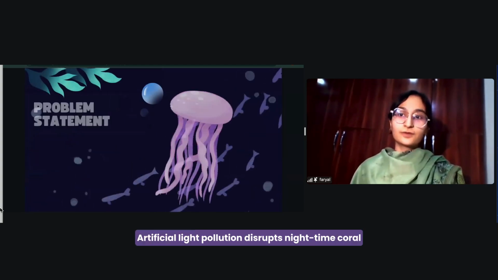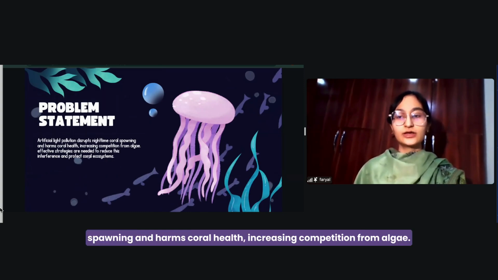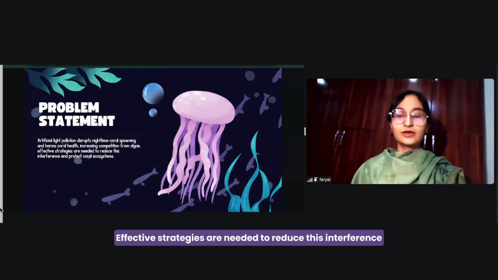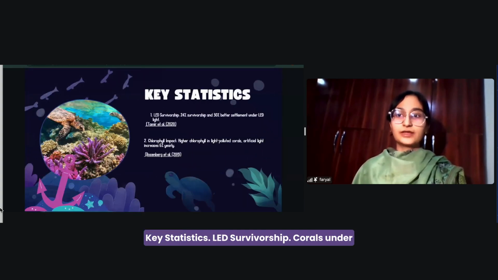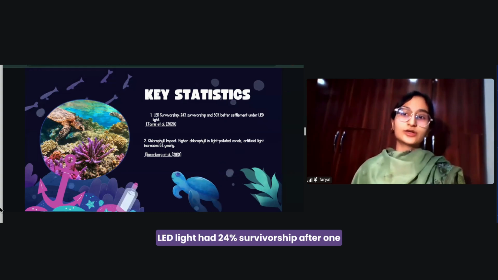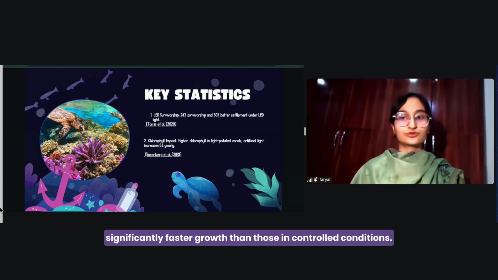Problem statement. Artificial light pollution disrupts nighttime coral spawning and harms coral health, increasing competition from algae. Effective strategies are needed to reduce this interference and protect coral ecosystems. Key statistics. LED survivorship. Corals under LED light had 24% survivorship after 1 year with 30% mineral settlement success and significantly faster growth than those in controlled conditions.